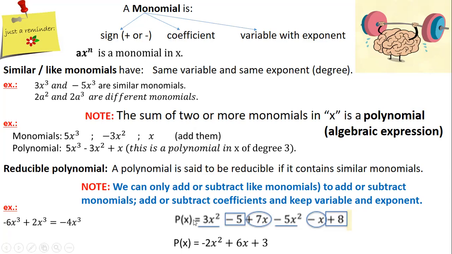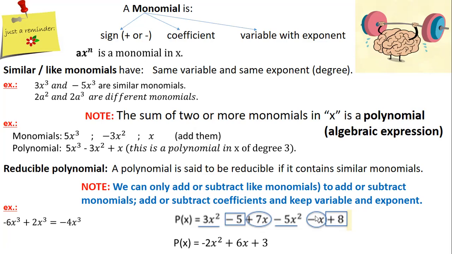Here I have a polynomial P of x. This is a reducible polynomial. Why? Because 3x squared and minus 5x squared are like terms. So we can add or subtract these. 3 minus 5 is minus 2, and we keep x squared as it is. Now, if we look at plus 7x and minus x, plus 7 minus 1 means 6x.